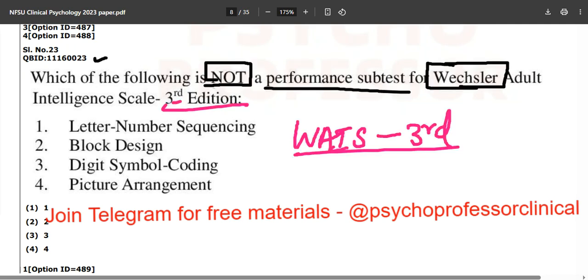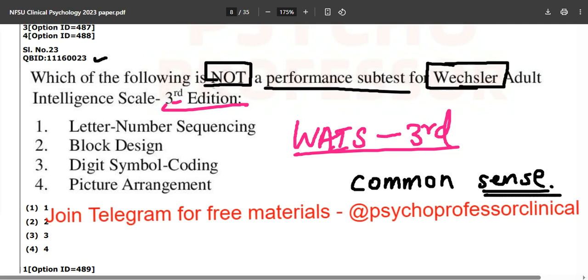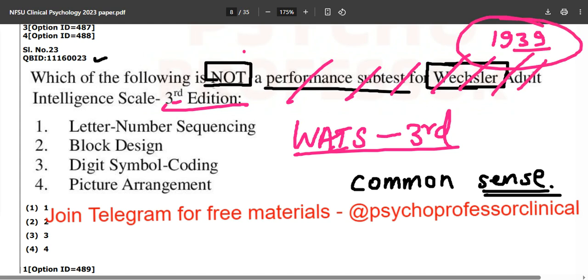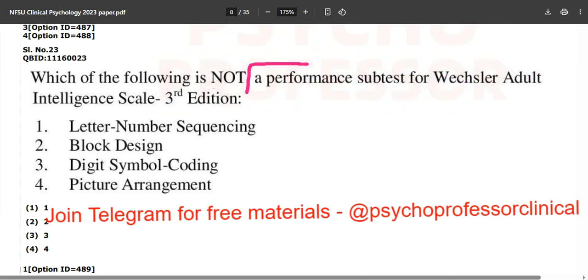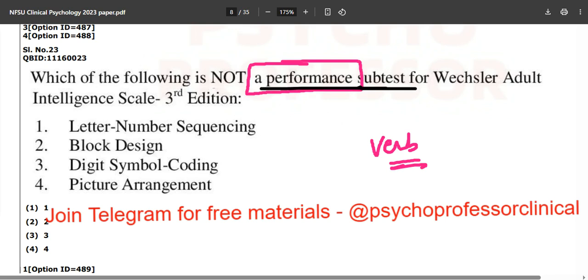Now the most common sense question which you can answer in your entire life is this. If you have not studied about Wechsler, it's completely okay. If you don't know about the performance subtests, completely okay. If you don't know when this came up first in 1939, it's completely okay. But do you know the difference between a performance and a verbal or maybe a non-verbal or whatever that is? Okay, performance subtest. Now we will just solve based on our common sense.